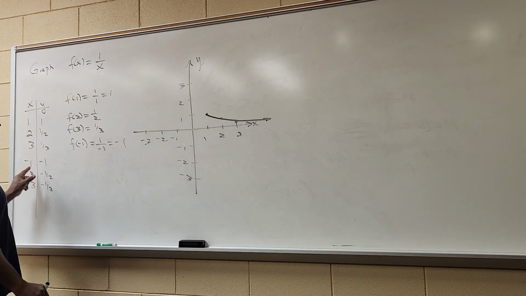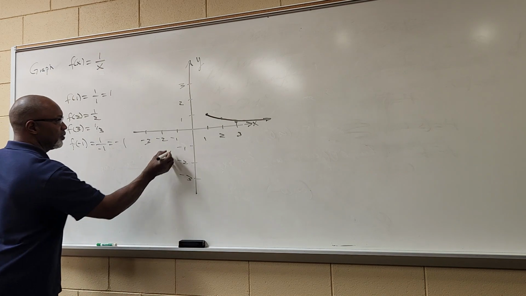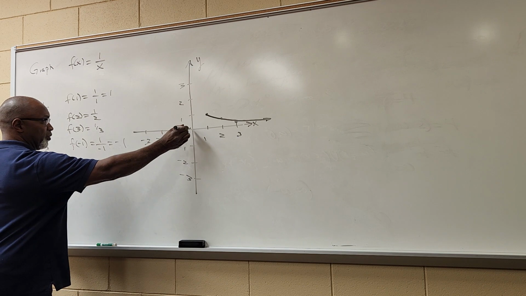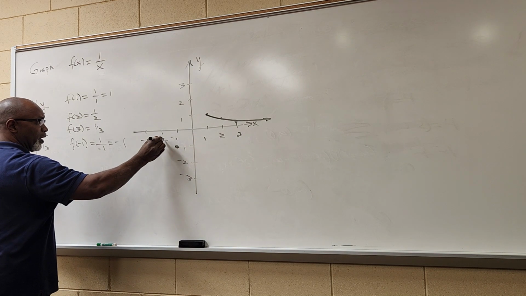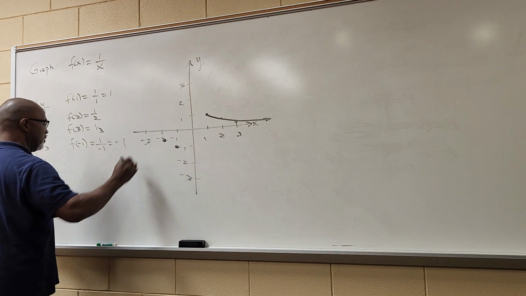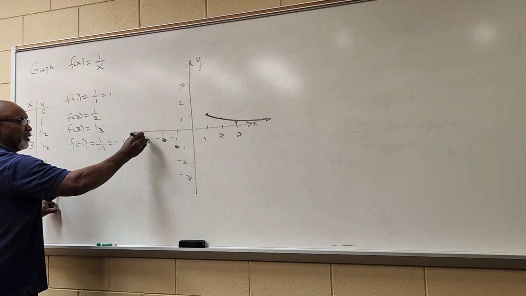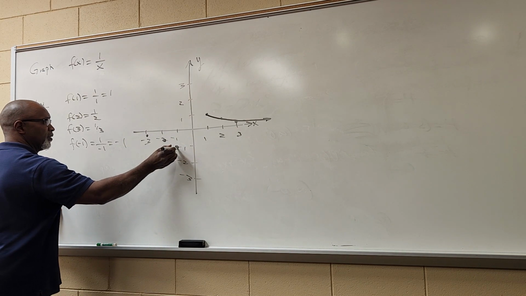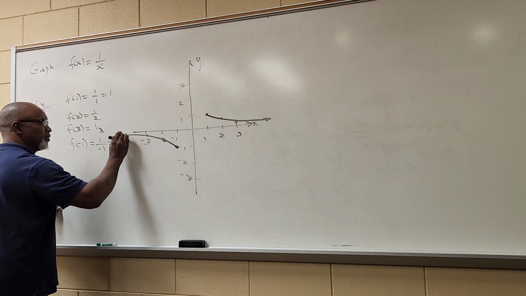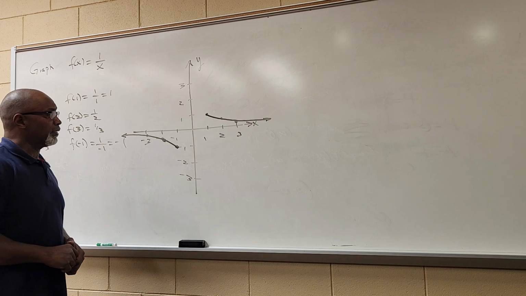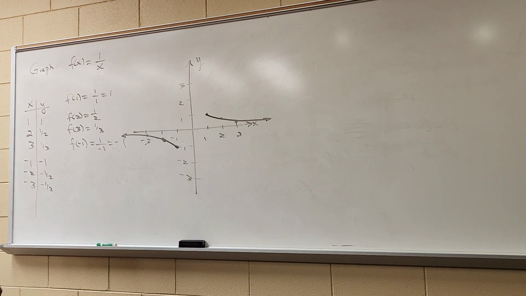Okay. Let's do these. -1, -1 would be right here. -2, -1/2. Start at the origin. I go x equals -2. Y is -1/2. About right there. -3, -1/3. I go origin, -3, -1/3. About right there. So now I see the function doing this. Okay? So far that's what I've got with the points that I've plotted.